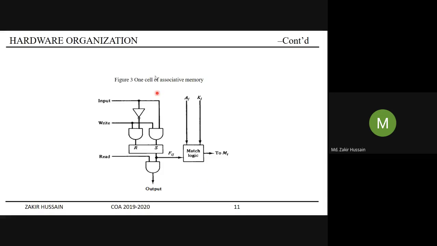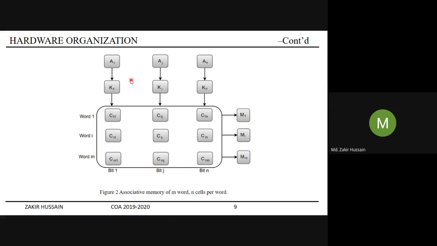Now coming to this one, we have to discuss one cell of associative memory. We will start from here. So here, the point is, let me take the pen.